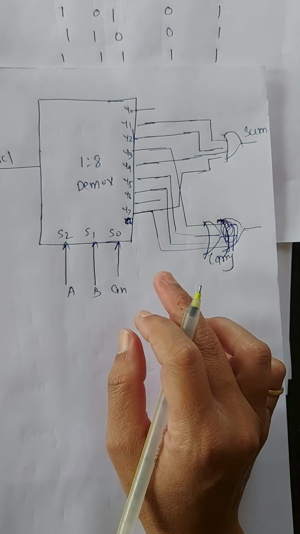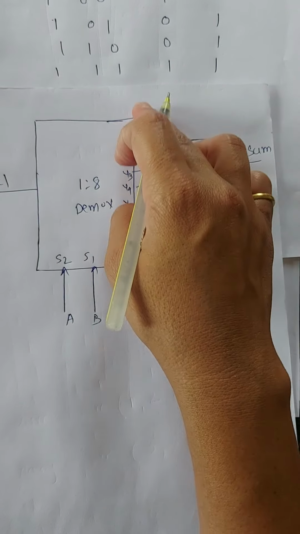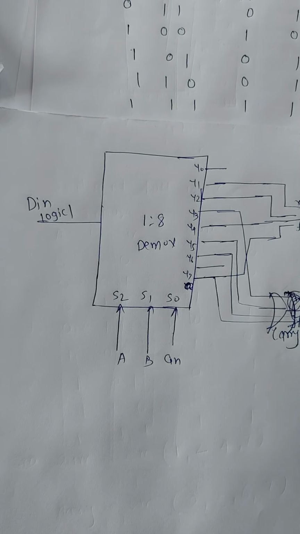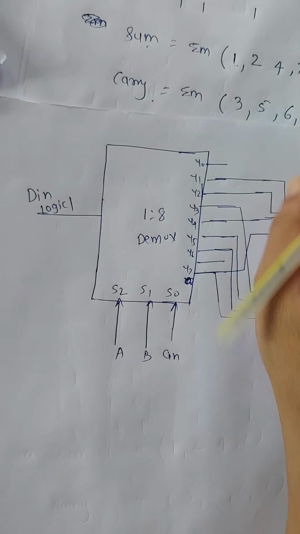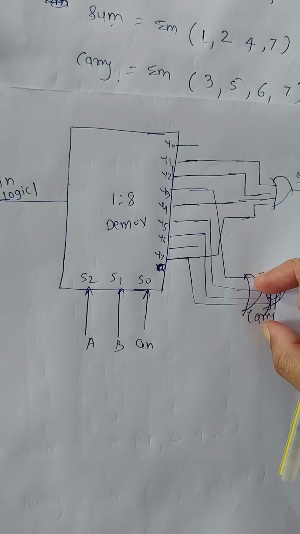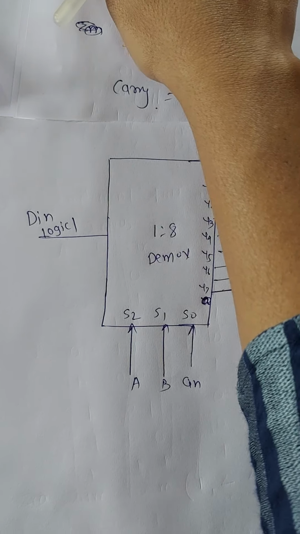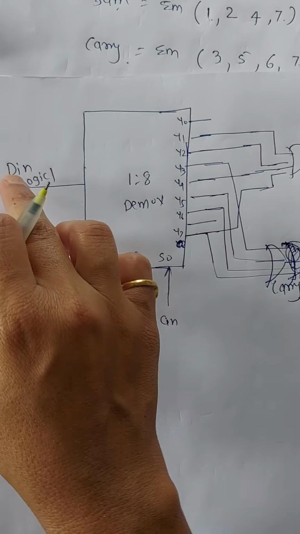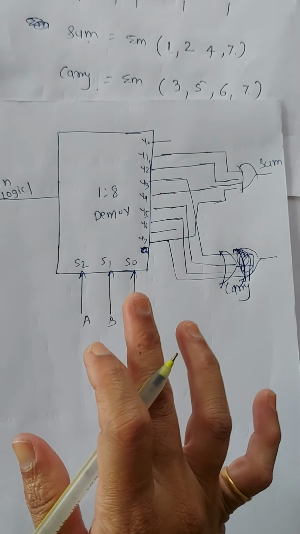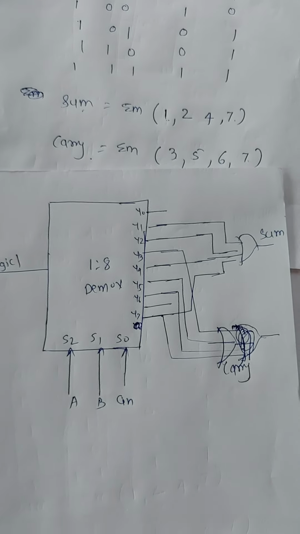This is how we design the full adder using a Dmux. The Dmux required is 1:8. From the Y0 to Y7 lines, the sum is for 1, 2, 4, 7, and the carry is for 3, 5, 6, 7, connected to an OR gate. The 3 select lines S0, S1, S2 are the inputs of the full adder A, B, C in, and the data input D in is connected to logic 1. So this 1:8 demultiplexer is implemented, that is, the full adder is implemented in a Dmux 1:8.